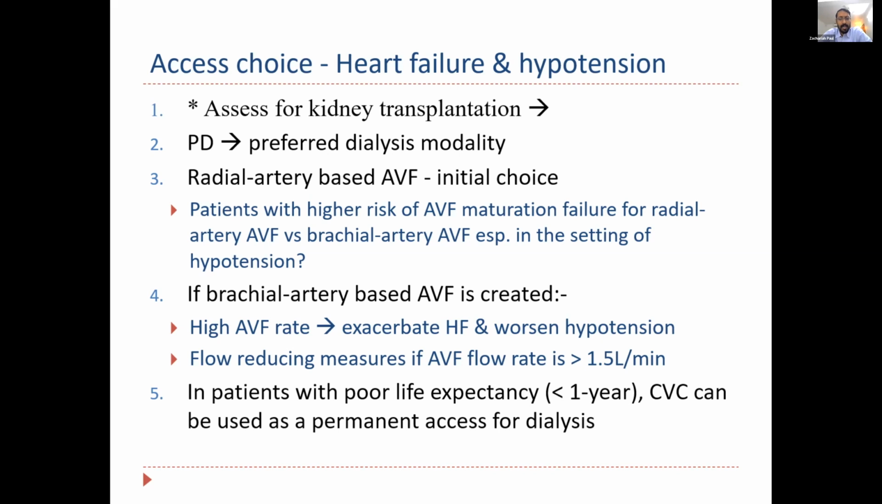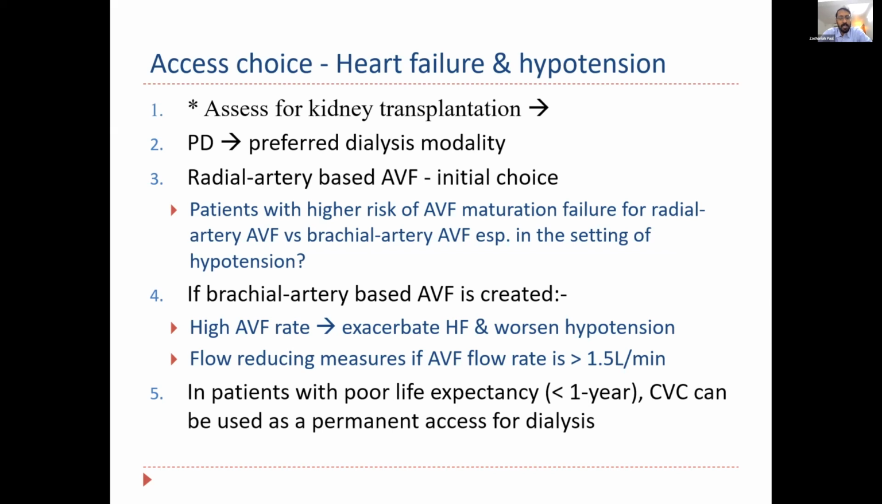And in case a brachial artery fistula is indeed created, we should always have it in the back of our mind, with a strict screening process, that if the fistula becomes high flow, it can worsen the heart failure and hypertension. So always look, screen, and surveil these patients for assessing the flow rate. And if you have a flow rate of more than 1.5 liters per minute, consider flow reduction measures or other alternatives.